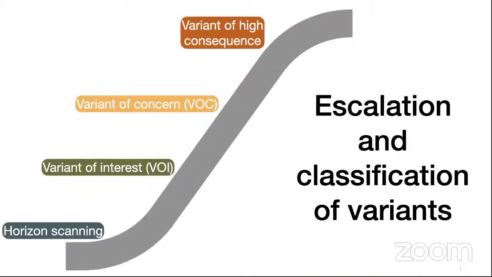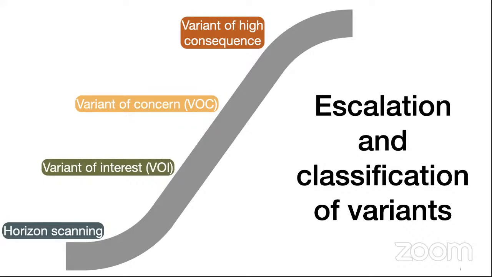So what we have now around the world is this escalation in the classification of variants based on this ladder. Starting from the bottom, when we think about horizon scanning, we think about surveillance of mutations and variants as they arise. One is looking for mutations that could be associated with reduction in neutralization by antibodies, or for mutations that we know are already present in other variants of concern. So your horizon scanning is looking for signals of concern.